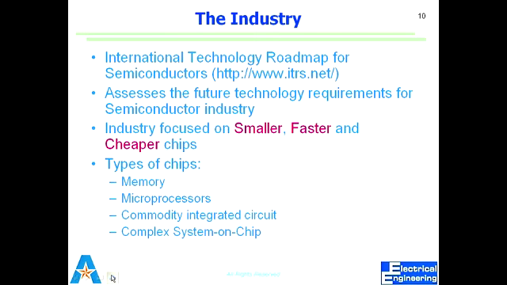So what are the main types of devices that we use? Memory, processors, commodity integrated circuits and system on chip. We know memories and microprocessors, right? What are examples of commodity ICs and complex system on chips?